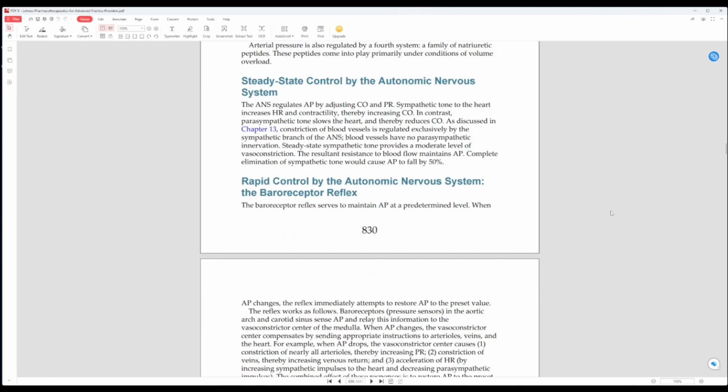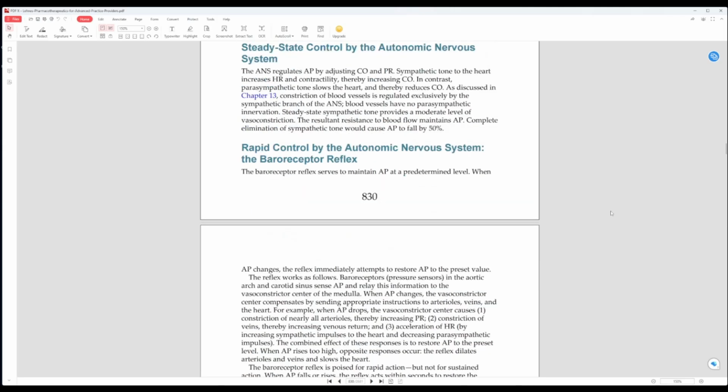A steady state control by the autonomic nervous system. Again, the ANS regulates your arterial pressure by adjusting your cardiac output and peripheral resistance. Sympathetic tone to the heart increases the heart rate and contractility, thereby increasing your cardiac output. In contrast, your parasympathetic tone slows the heart and thereby reduces cardiac output.